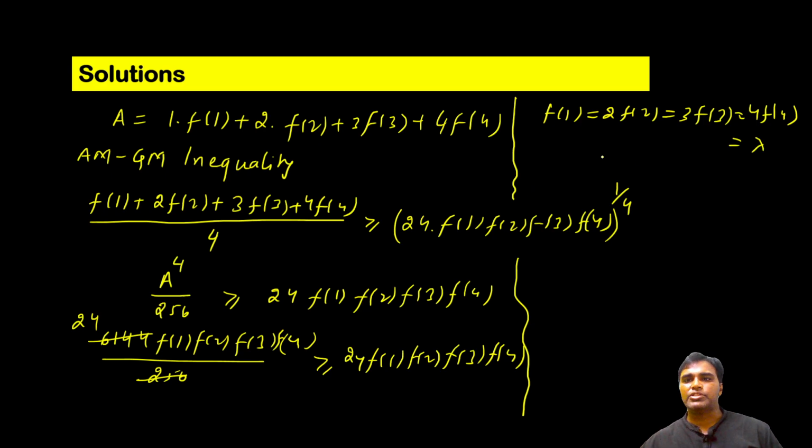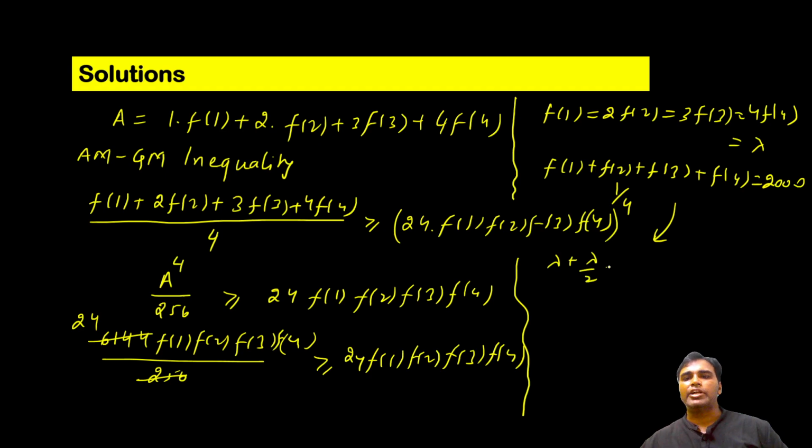So F1 value is lambda. What is F2 value? Lambda by 2. F3 value is lambda by 3. F4 value is lambda by 4. Now we use our first equation, that is F1 plus F2 plus F3 plus F4, this value is 2000 times, right? I'm writing here. So let's put all these values, lambda, lambda by 2, lambda by 3, lambda by 4.